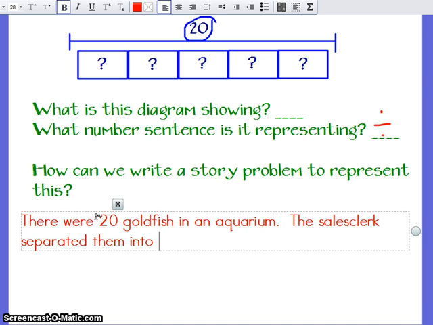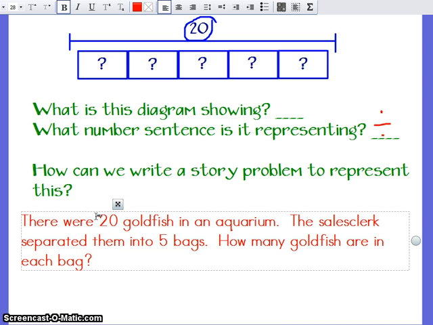Okay, so there are 20 goldfish in an aquarium. The sales clerk separated them into, let's see, I had 5 groups up there, so I'm going to say into 5 bags. Now here's my question. How many goldfish are in each bag? Because if you notice, my question mark is inside the group, so I'm trying to figure out how many are in each group. If you're having any trouble, go back and watch this one more time and see if that helps you out any.